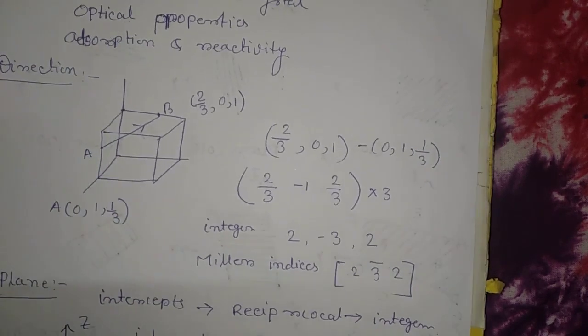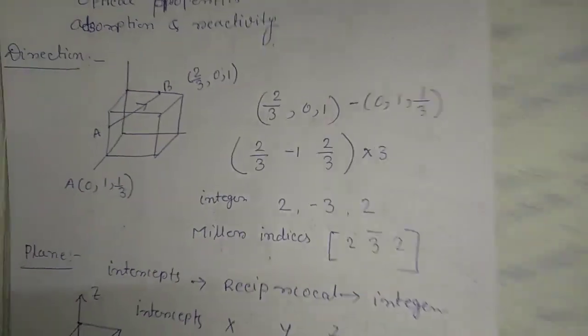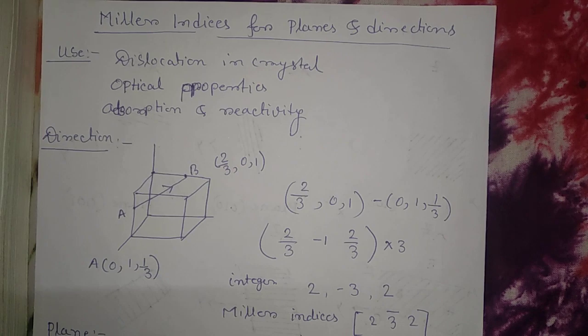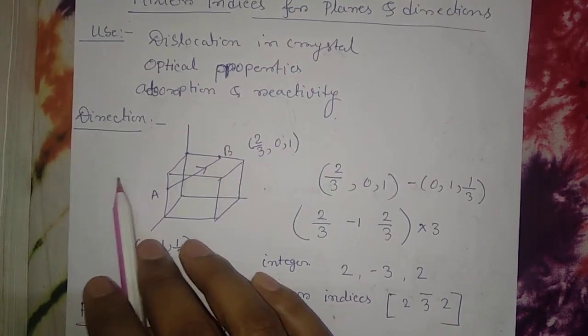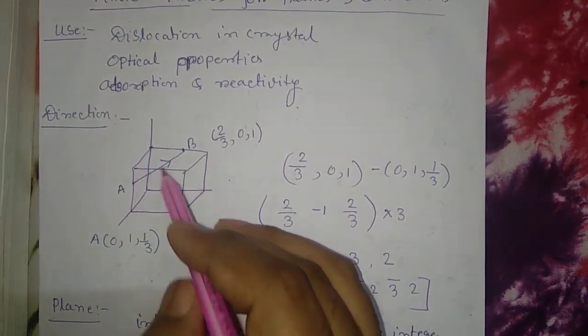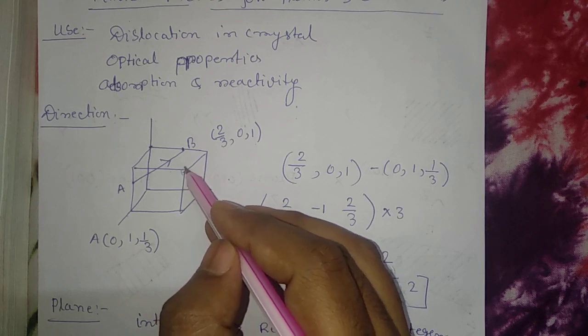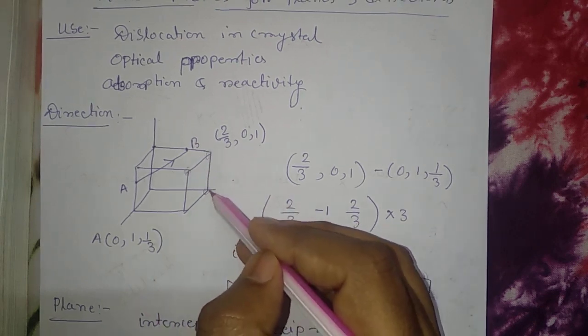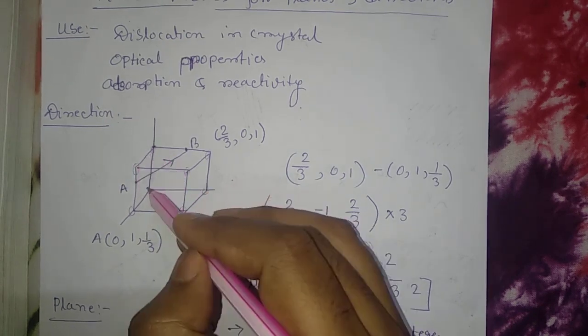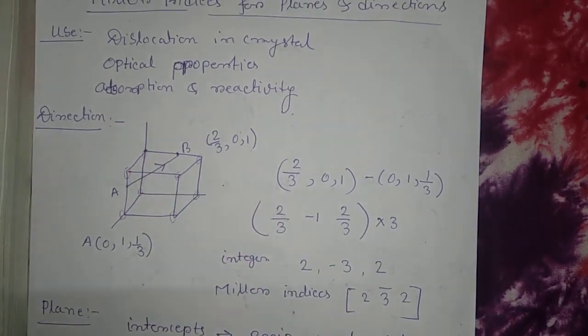As you know, Miller indices are used to specify direction and plane, right? For the direction part, this is a cubic cell in which the atoms are arranged at the 8 corners of the cubic cell. So this is the atomic arrangement. In this way, we specify direction and plane.